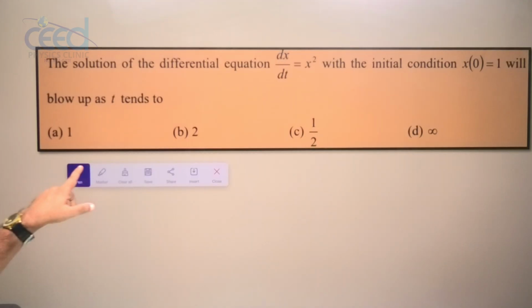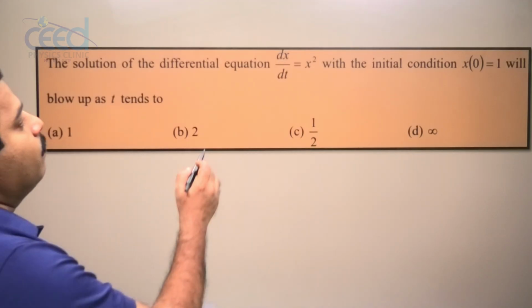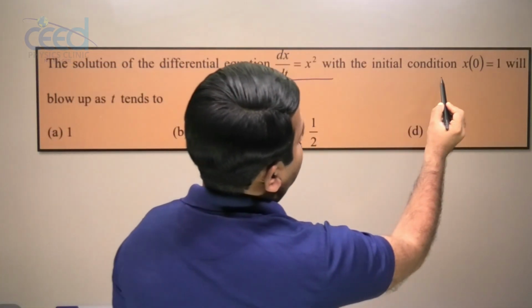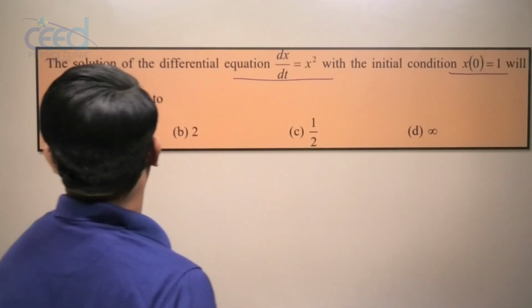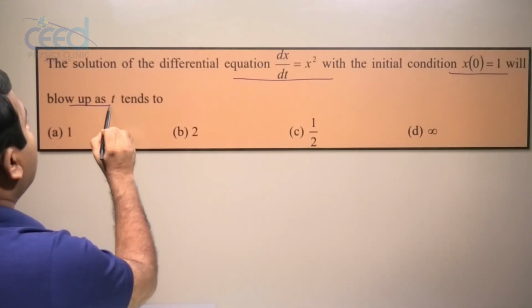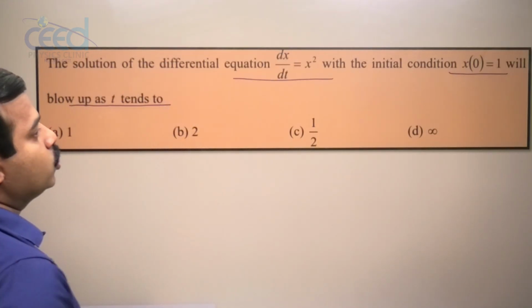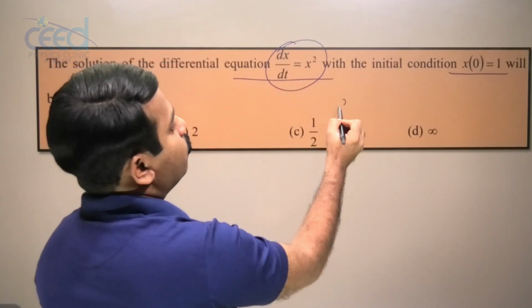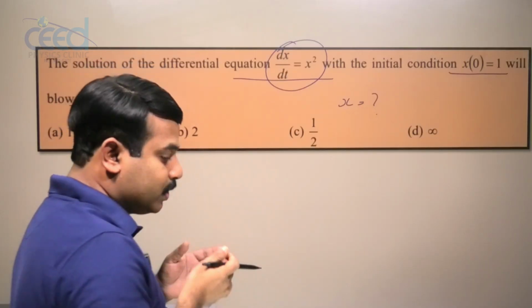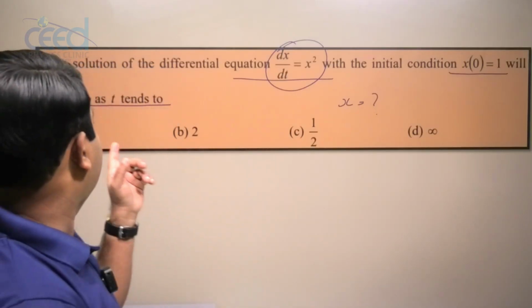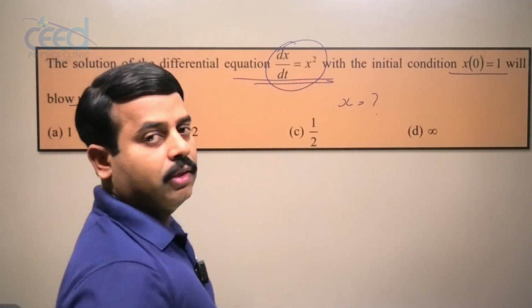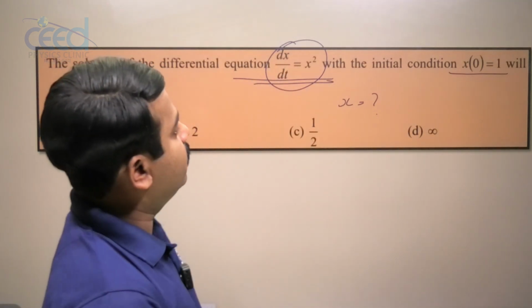The solution of the differential equation dx by dt is equal to x square with an initial condition x of 0 is equal to 1 blows up as t tends to what? Blows up means after solving you get a value for this x, and the time when that value vanishes is what they are asking, right? So first we have to solve this, then only we know that condition.